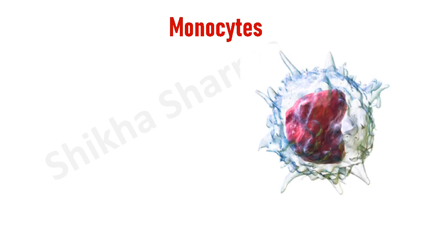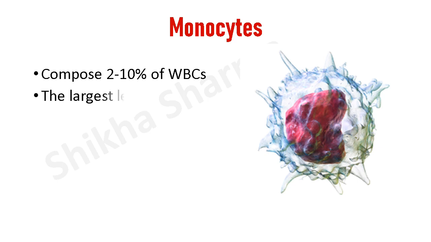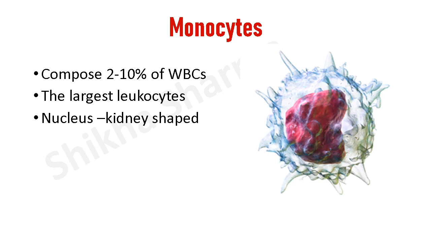Monocytes are the third most common type and the largest of white blood cells. About 2 to 10% of leukocytes are monocytes. They have a large, eccentrically placed nucleus, which is kidney bean shaped. Monocytes in the circulation are precursors of tissue macrophages that are actively phagocytic.